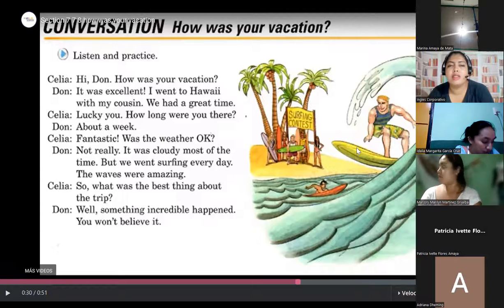Fantastic. Was the weather okay? El clima estuvo bien. Not really. It was cloudy most of the time. But we went surfing every day.